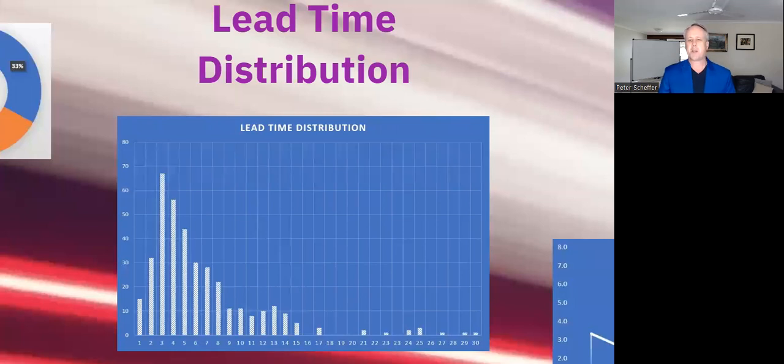We say that a team is more predictable when their distribution is bunched close together, and ideally it is at the lower end of the scale down here, meaning that the majority of work items are easily completed and they're consistently small. So we like to see a very narrow distribution with a peak at the lower end of the scale.